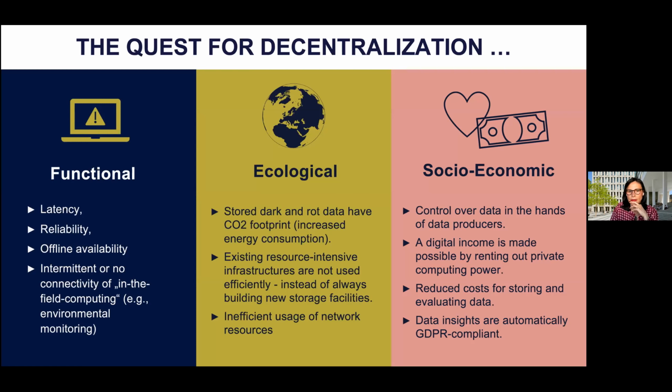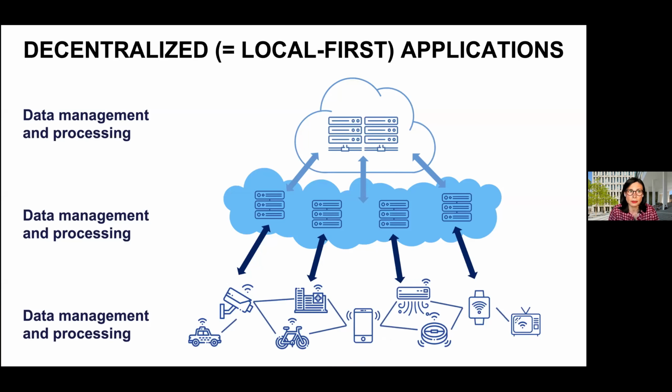And there are socio-economic reasons, like the control over data is not with the data producer, so data privacy is an issue. There are no possibilities, for example, for people to have some digital income out of their data or out of their computing infrastructures. And there are economic costs associated with storing and evaluating data and complying with data insights and the like. So there is this move towards more decentralization, towards moving computations from the cloud down to the edge where data is produced. And some fellow researchers talk about local first software, local first applications, where data is generated on local devices, wants to be processed on local devices, and may be shared on demand with remote devices when this is necessary. So this is what I mean by decentralized applications.